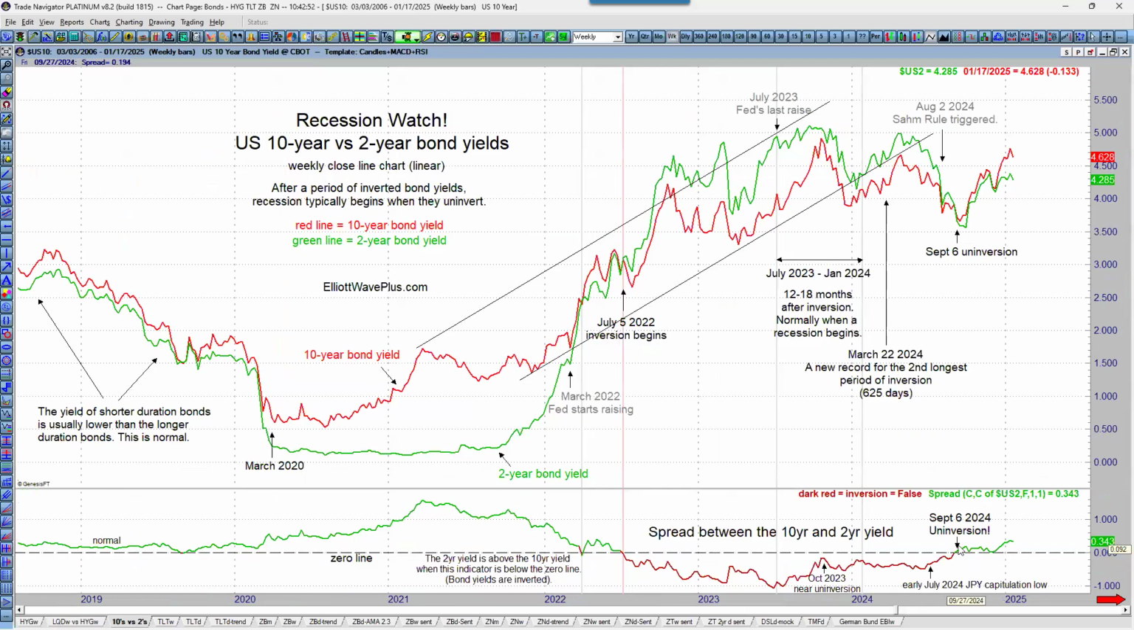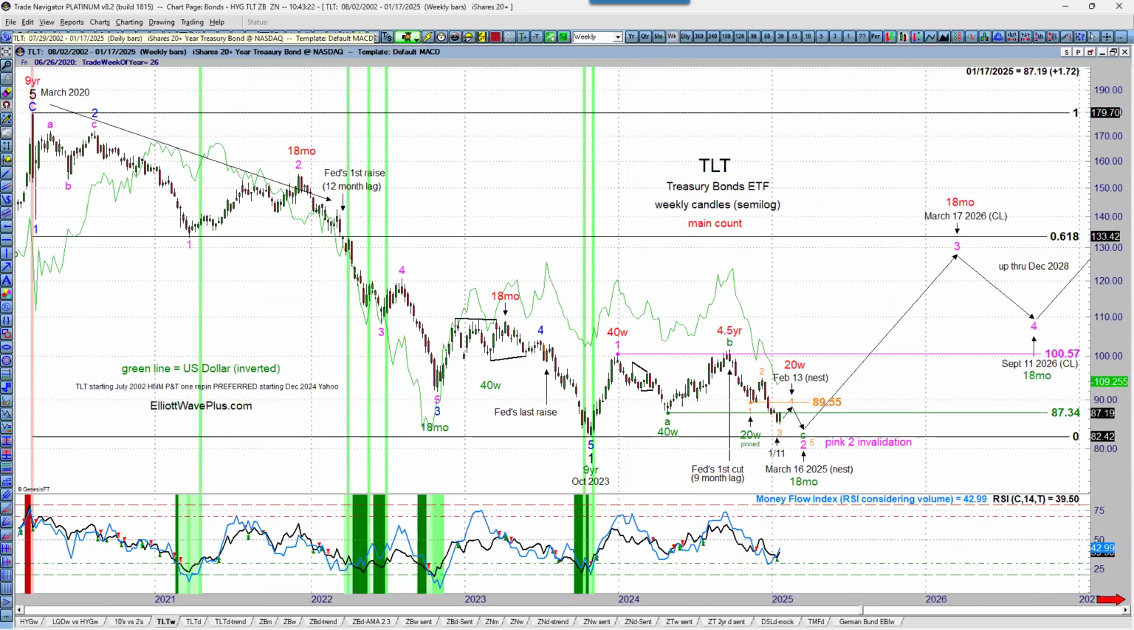Tens versus twos, they uninverted way back in early September. The uninversion has spread and widened out. So starting back in September, we returned to a more normal condition in bonds where the short-term bonds are no longer paying a higher rate of return than the long-term bonds. So we started to get a bounce on TLT.